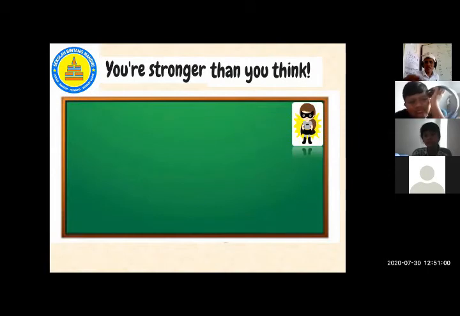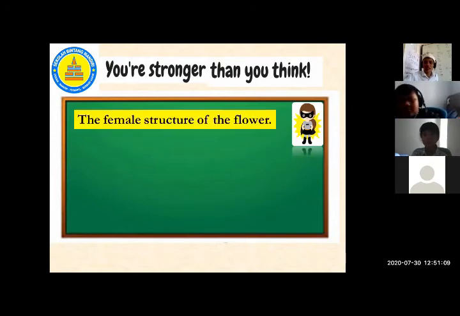Okay, next question is this. The female structure of the flower. What is it called? Carpel. Yeah, carpel. Pistil bisa juga ya, jadi dua namanya, pistil sama carpel bisa. Okay, next.